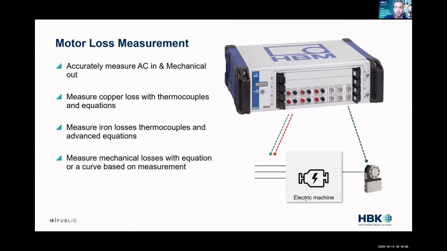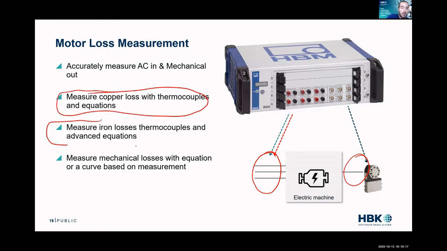So motor loss measurement, again, we're taking that really accurate three-phase AC measurement. We're taking that really accurate torque and speed measurement, and we're looking at those power values. And if we want to start segregating out losses, we can estimate our resistance. We can measure our resistance directly with thermocouples. We can measure our iron losses directly with thermocouples and equations.